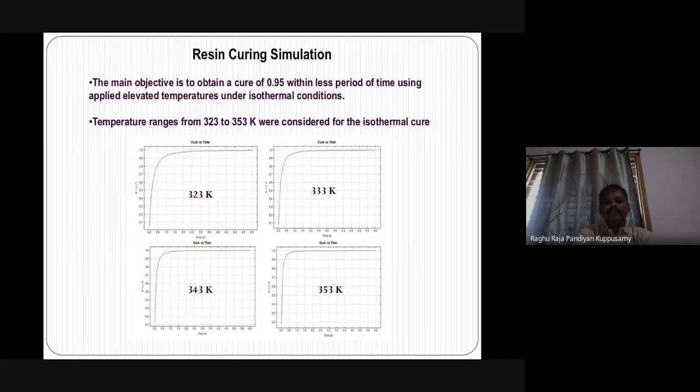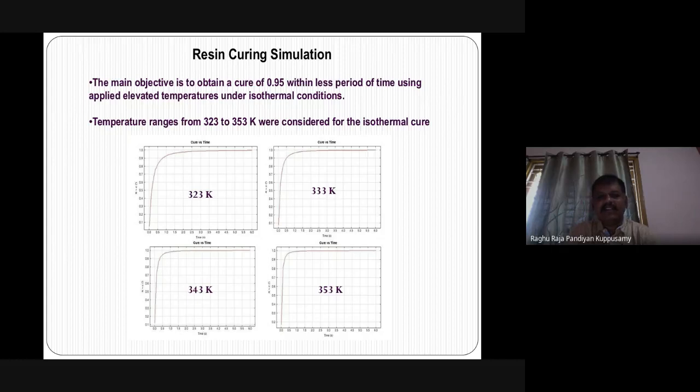So when I apply this resin curing simulation, the main objective is to obtain 0.95 cure in the shortest period of time using an elevated temperature under isothermal condition. But again, I cannot afford to go to higher and higher temperatures. There should be a threshold value so that I can get a quality degree of cure in less time. That's why I use this resin curing simulation.